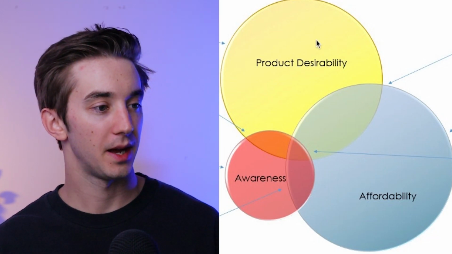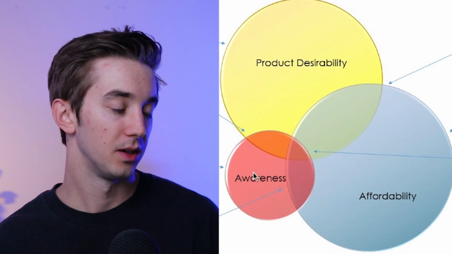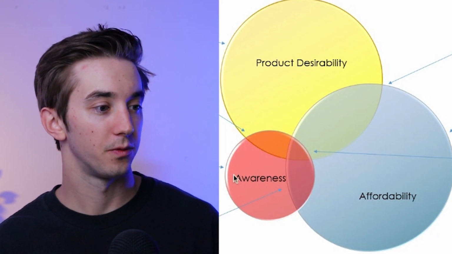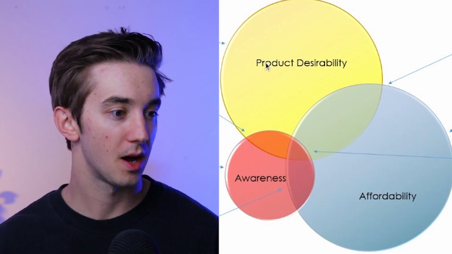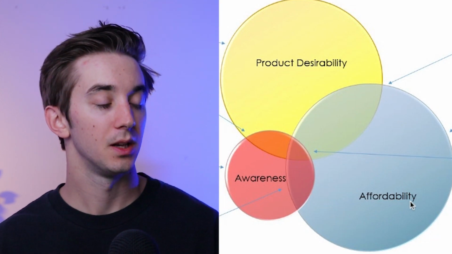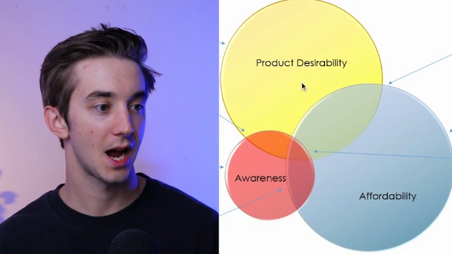Up here, these are people that desire the product, but they can't afford it and they don't know that it's affordable. And then people in this are aware of how affordable it is, but they don't desire the product and they can't afford it. Over here, you have people who can afford the product, but they don't know they can afford it, and they also don't desire the product.